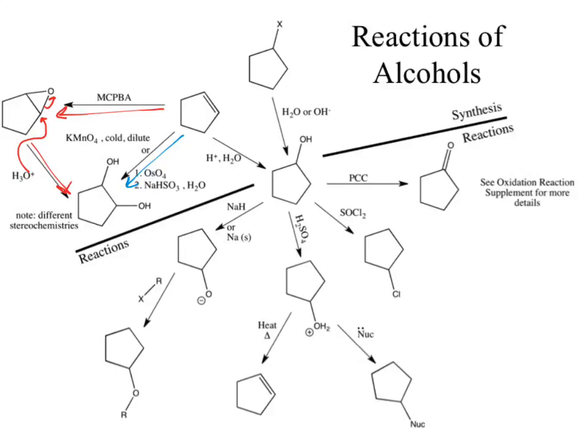When we take a look at the OsO4, that comes in on the same side, so we get a syn relationship, or cis. Sorry, I couldn't think of what it was. A cis relationship of those alcohols, or it would be a syn addition. So that's what it's saying by different stereochemistries. I just didn't feel like drawing it again.